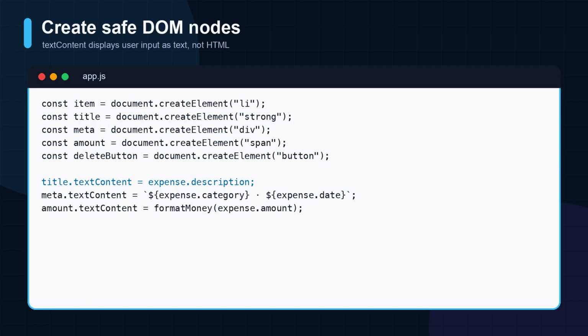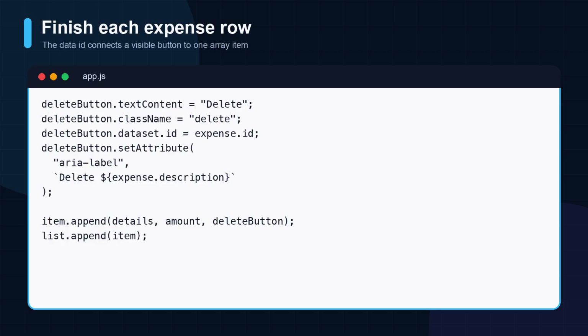Create real DOM nodes for every row. Notice that the expense description uses text content, not inner HTML. User input is displayed as text instead of being interpreted as markup. The delete button stores the expense ID in a data attribute. Its accessible label includes the description. Finally, append the details, amount, and button into the list item.